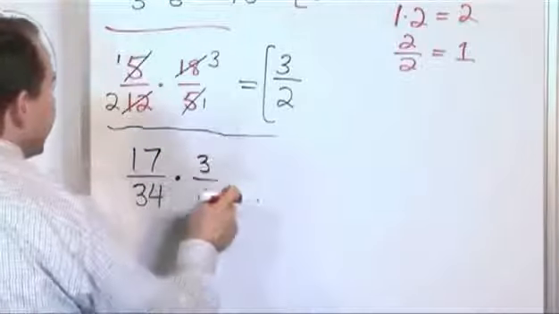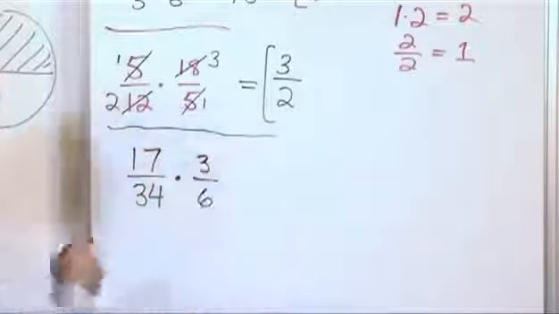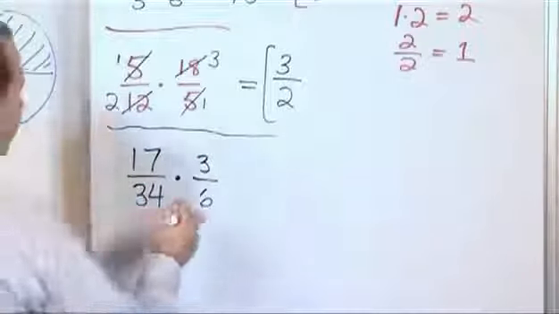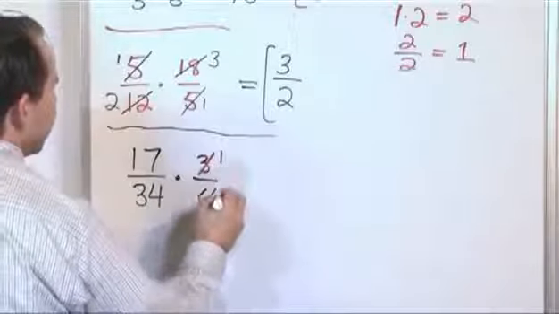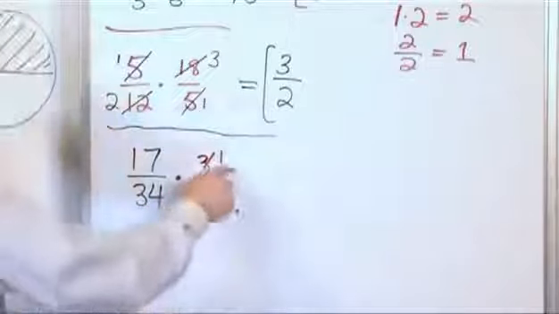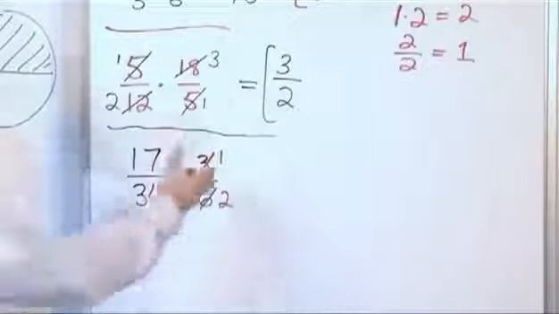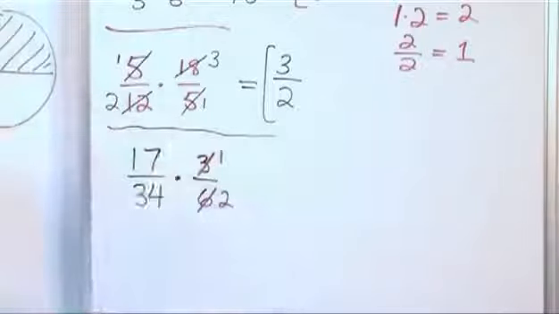I immediately see a 3 and a 6. I know I can divide top and bottom by 3. 3 divided by 3 gives me 1. 6 divided by 3 gives me 2. Single line, mark the new number there. So now I've already simplified this. Let's see if I can do anything there.